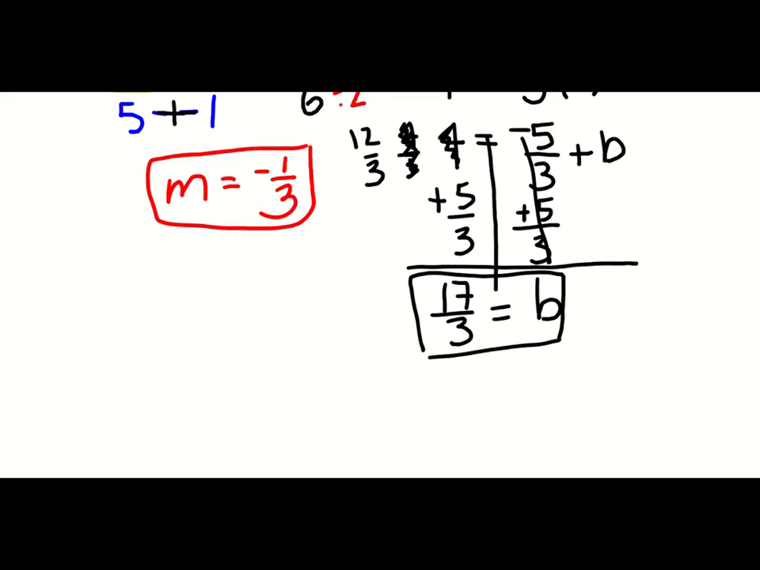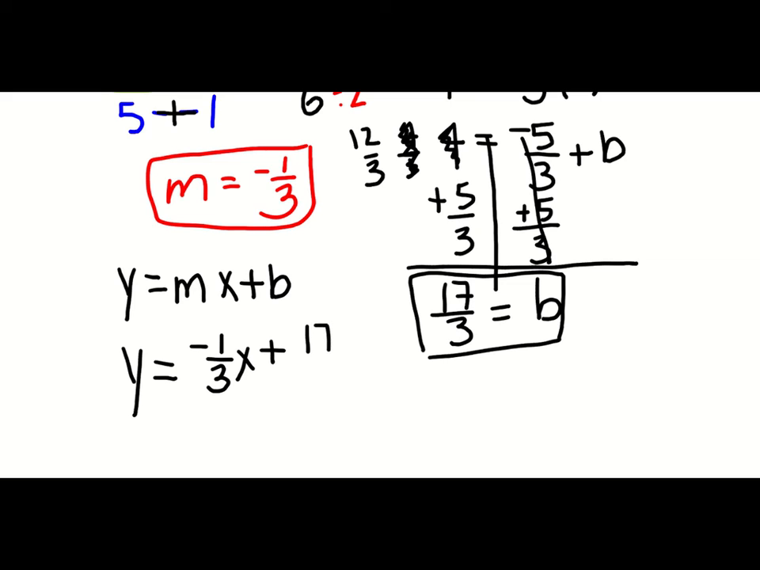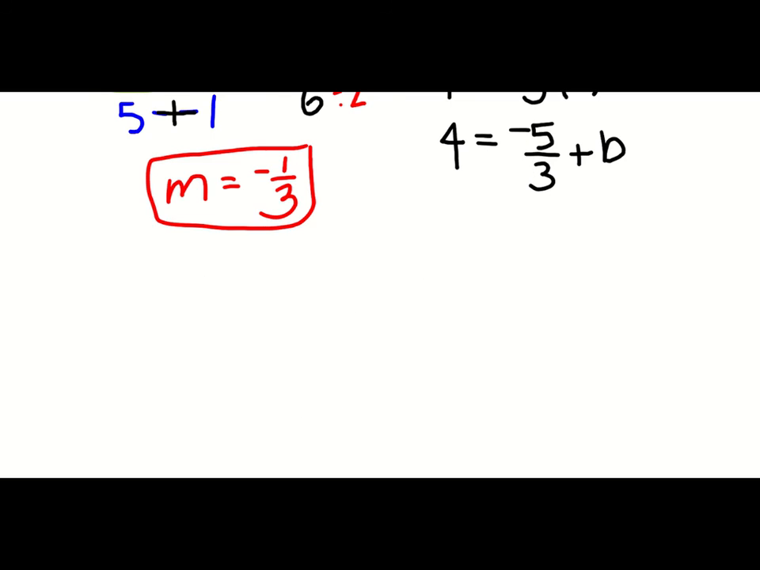So using this slope and y-intercept, we're going to write the final equation by plugging in m and b. So y equals negative 1/3 x plus 17/3 would be our final solution to this problem.